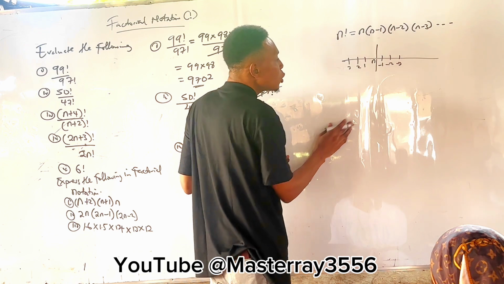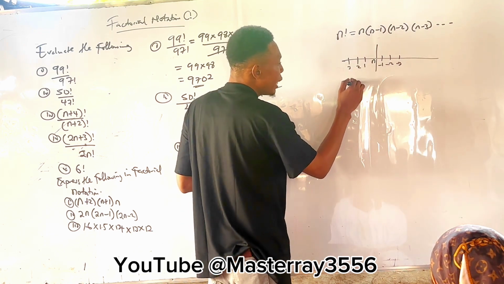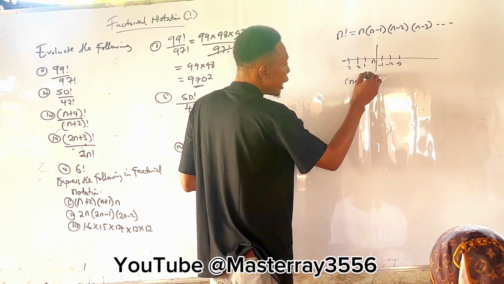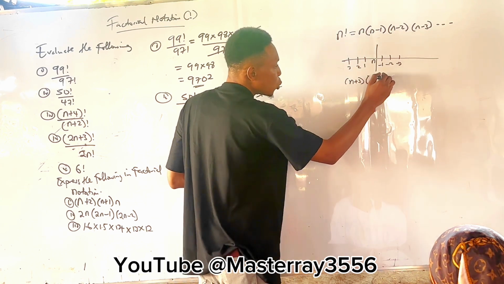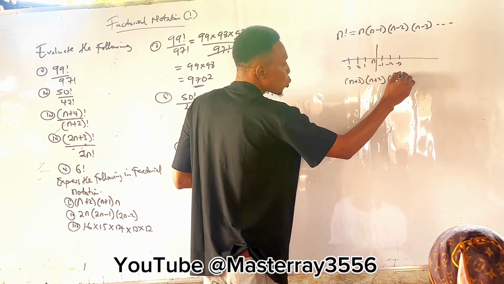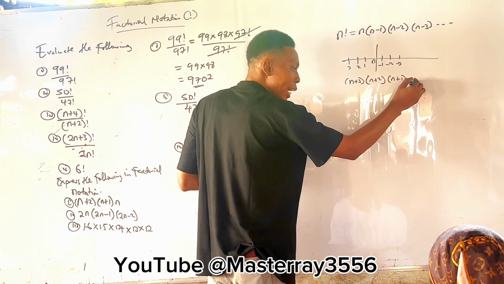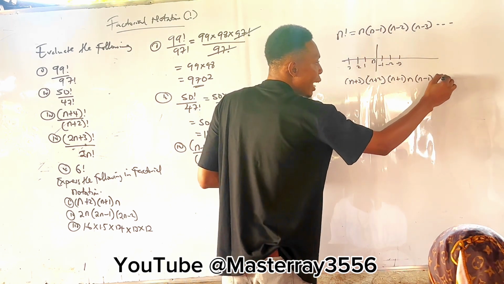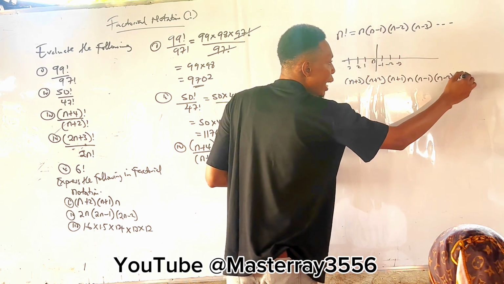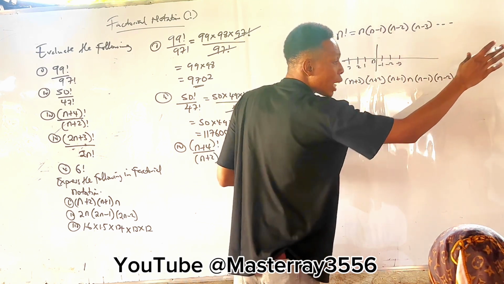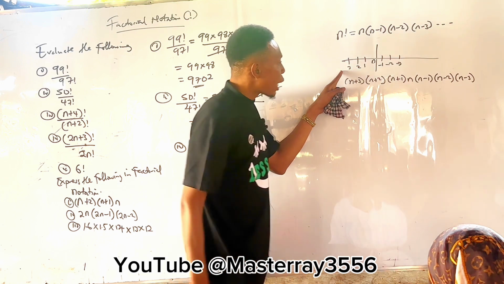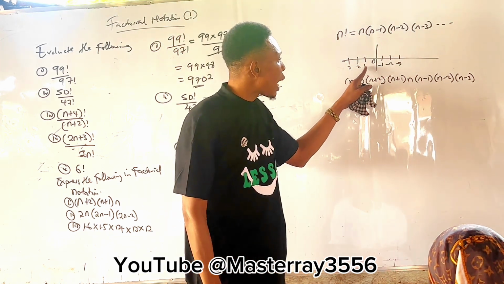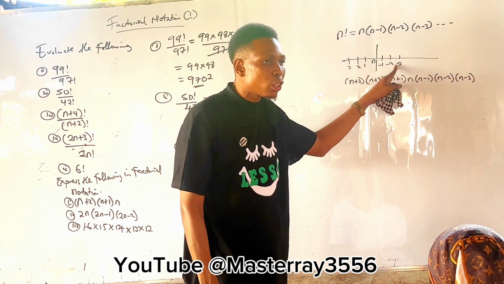Are you following? So this one goes n plus 3, then n plus 2, then n plus 1. After n plus 1 is n. After n is n minus 1, then n minus 2, then n minus 3, and so on and so forth. The value is decreasing, you can see from 3 to 2 to 1, to 0, to minus 1, minus 2, minus 3, minus 4.